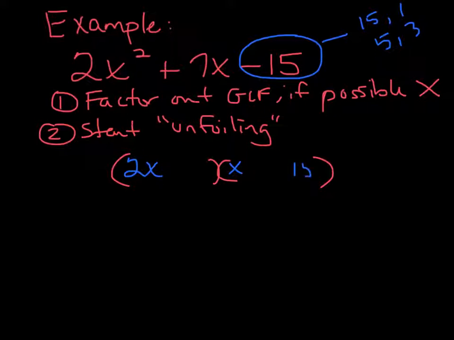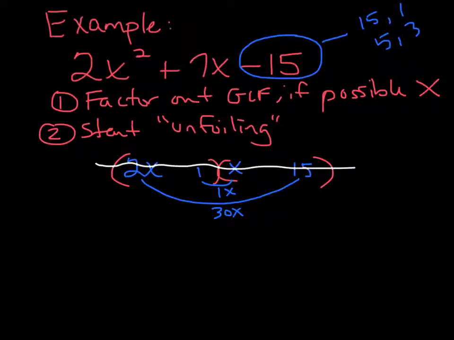Like, let's say I take 15 and I take 1. And I'm checking it. So I'm doing my outer product because I'm kind of refoiling it right now. So if I take the outer product, I get 30x. If I take the inner product, I get 1x. So no matter what signs I put in there, that could not make a 7. It could either make a 31 or a 29. So I know that this is a no-go. So we'll try something else.